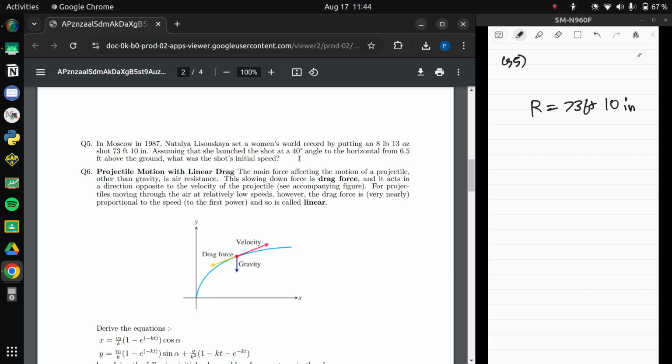So okay, shot. Oh, so this is just the weight, in fact. It's not going to matter because we're just talking about speed. So she shot it like at this, fine. Okay, assuming that she launched the shot at a 40-degree angle to the horizontal from something feet above the ground. Oh, it's all in feet. So I'm just gonna divide it by 12. We need the value of g, don't we? What was the shot's initial speed? Sure, I just want u. So the thing is like R equal to u squared sine of 2 theta upon g. We are given what theta is. So it's 40 degrees, so just 80 degree over there.